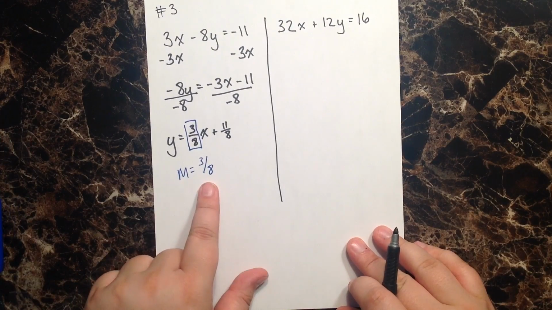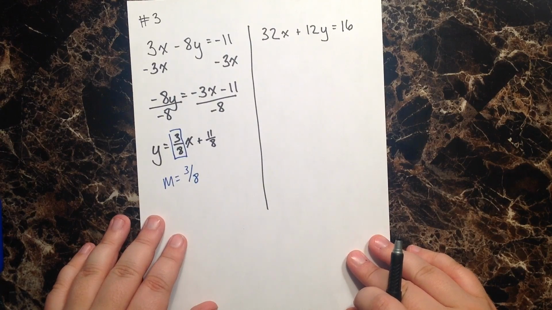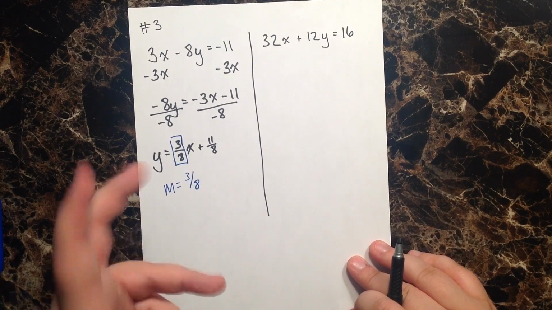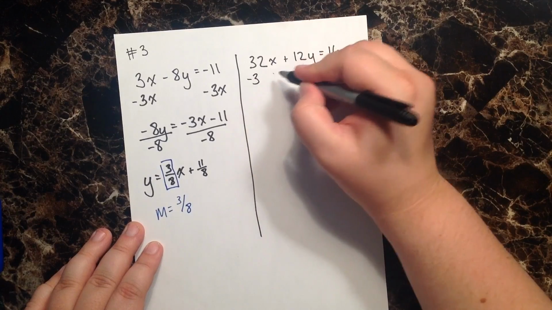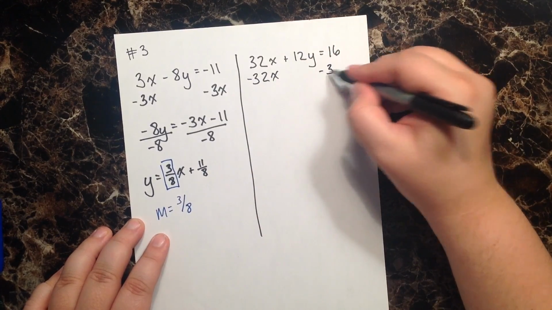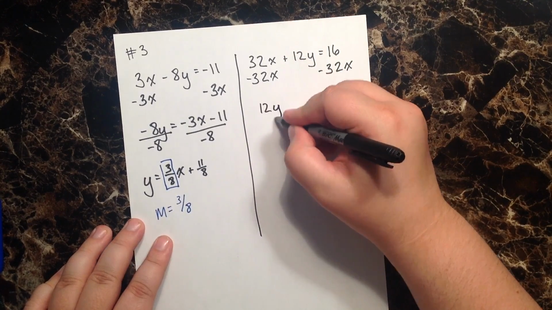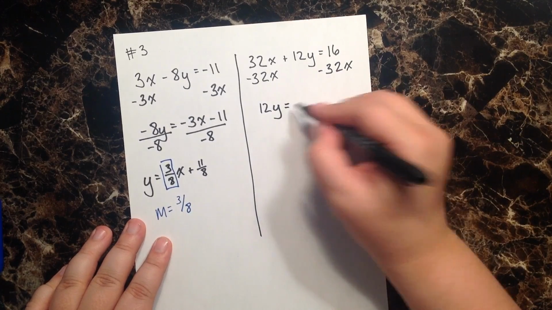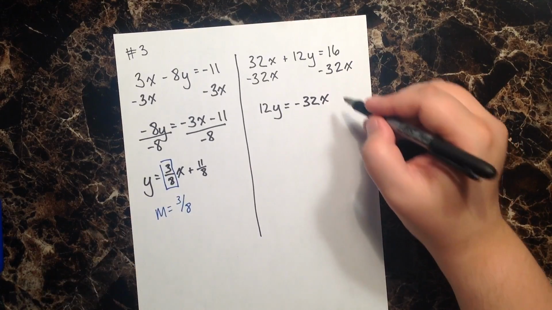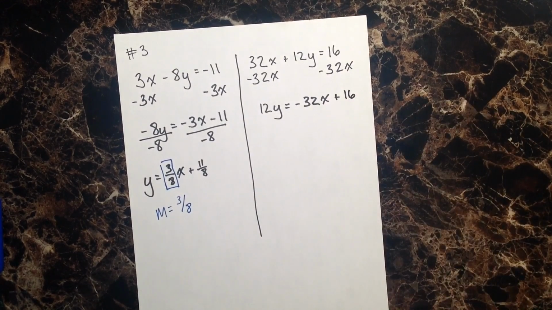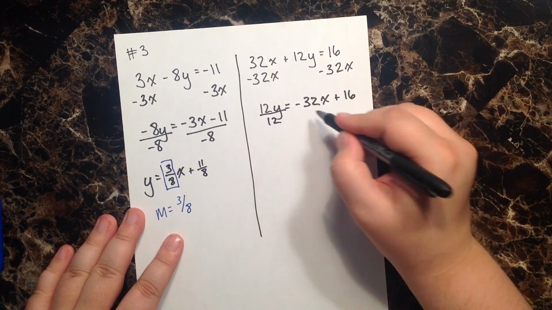We're going to compare this slope to what we solve for on this side, and see whether they're the same, opposite reciprocals, or neither. Let's do that now. We start by subtracting 32x from both sides. I'm left with 12y equals negative 32x plus 16. And finally, I will divide by 12 on both sides.